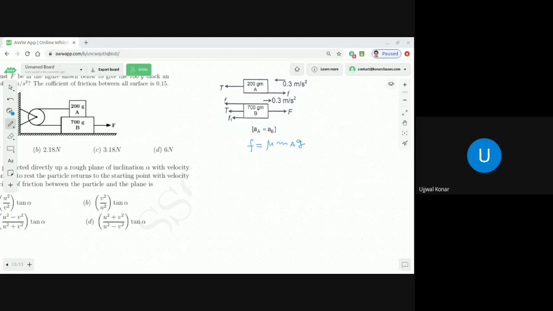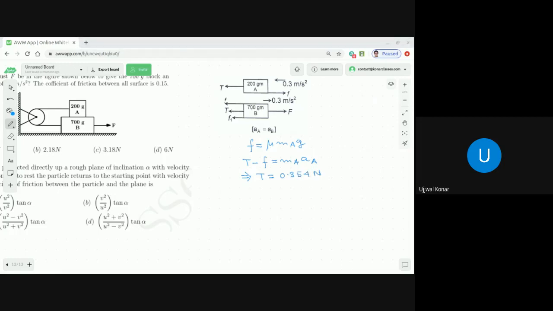Now for the 200 gram block, what we can say, T minus F, I'm just giving you the hints. T minus F should be equal to MA into AA, correct? Mass of the object A and acceleration. So here you can apply the value of F we got in the previous step, and finally you will get the value of T. Correct or not? So from here, as I computed, T is equal to 0.354 Newton.